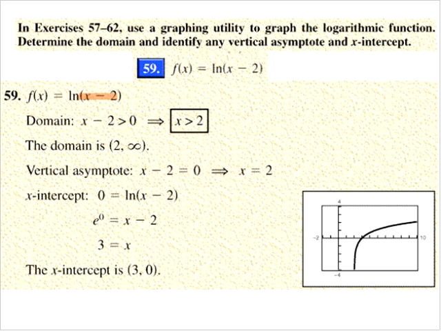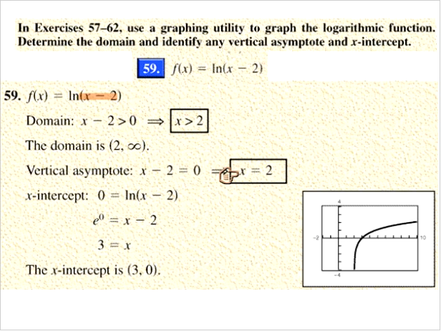Now, vertical asymptotes, remember that is where you get your error. So at what number will you get your error for the domain? Well, set the x minus 2 equal to 0 and solve. You get an error when x equals 2. So that is going to be your vertical asymptote.